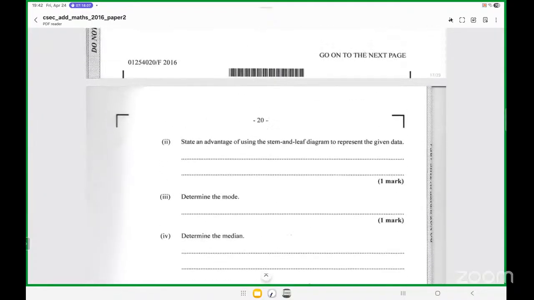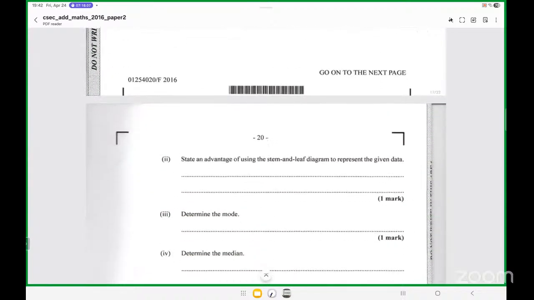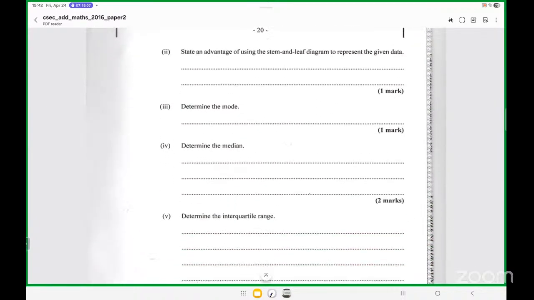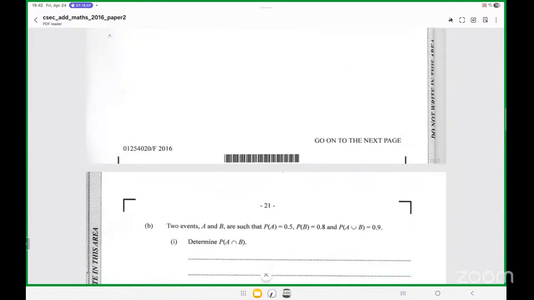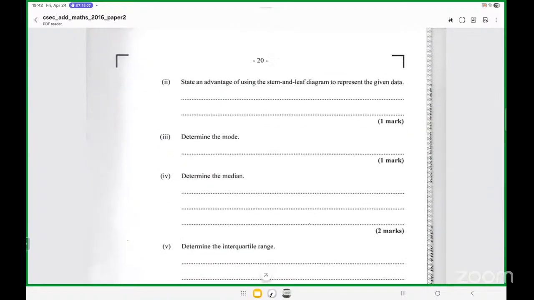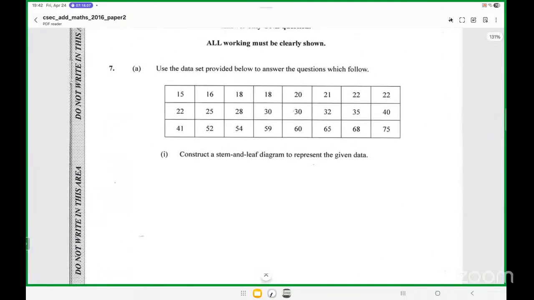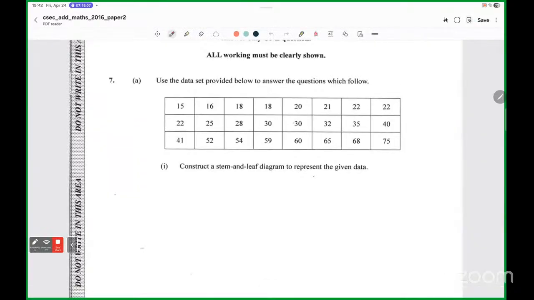All right, so let me see what they give on this one. This one wants a stem and leaf. This data is in ascending order, so not a problem. Now I'll do a stem and leaf for this, and I'll do a box and whisker too. Let me write them out.